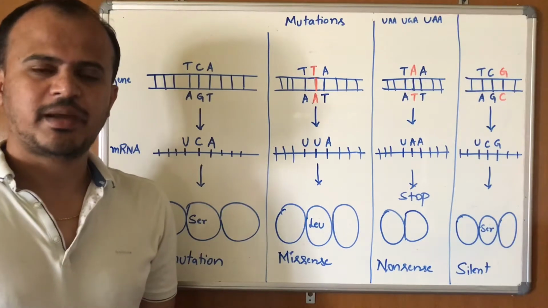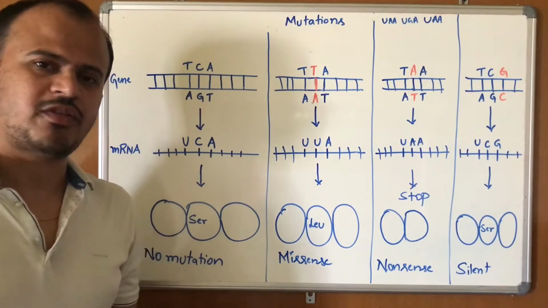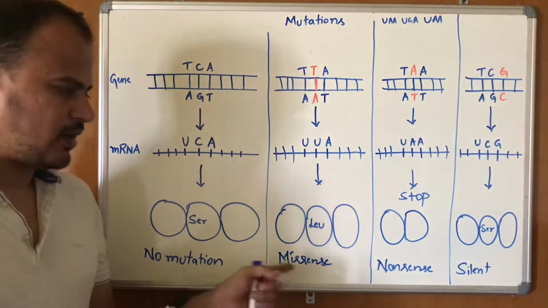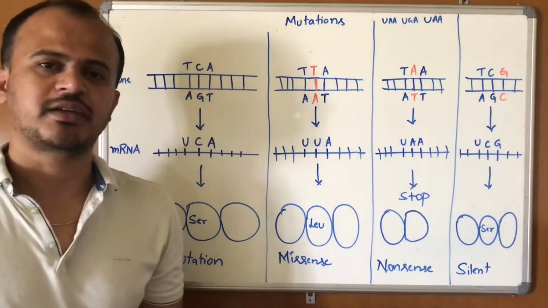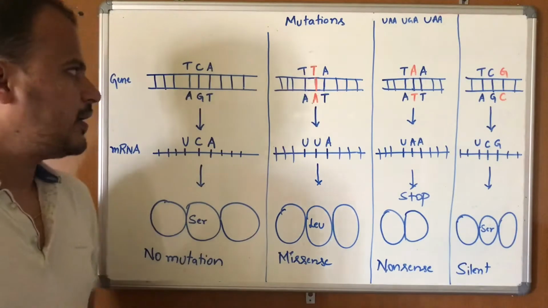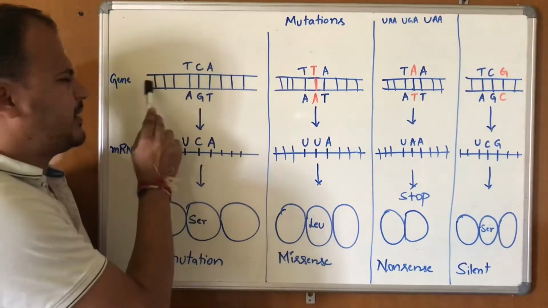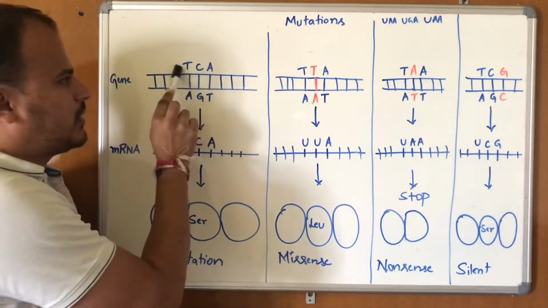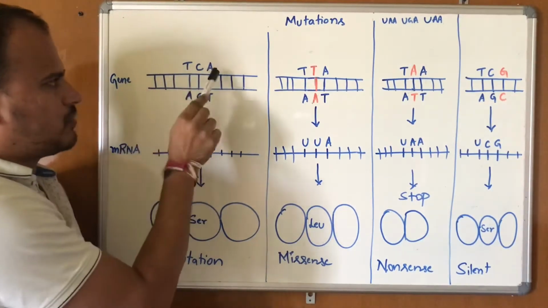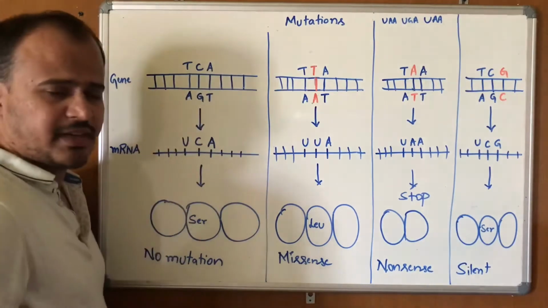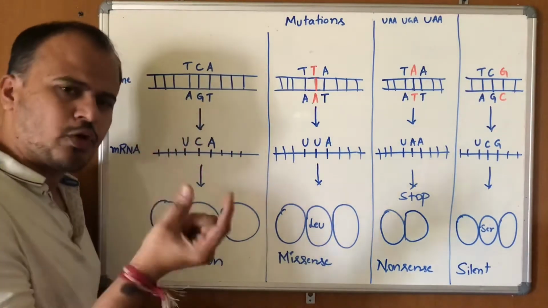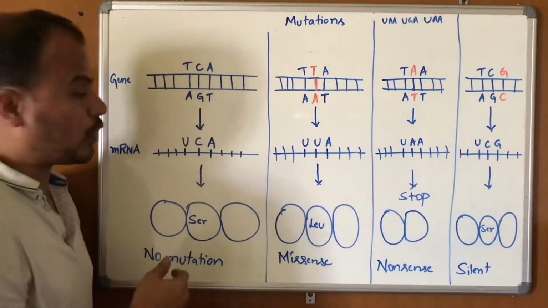So in this class, I am explaining to you about different types of mutations, namely missense mutation, nonsense mutation, and silent mutation. Here, I have written a DNA sequence. This is a gene, and there are two strands. One strand has TCA and another strand has AGT. I have taken just one codon from the gene, though it has several codons.